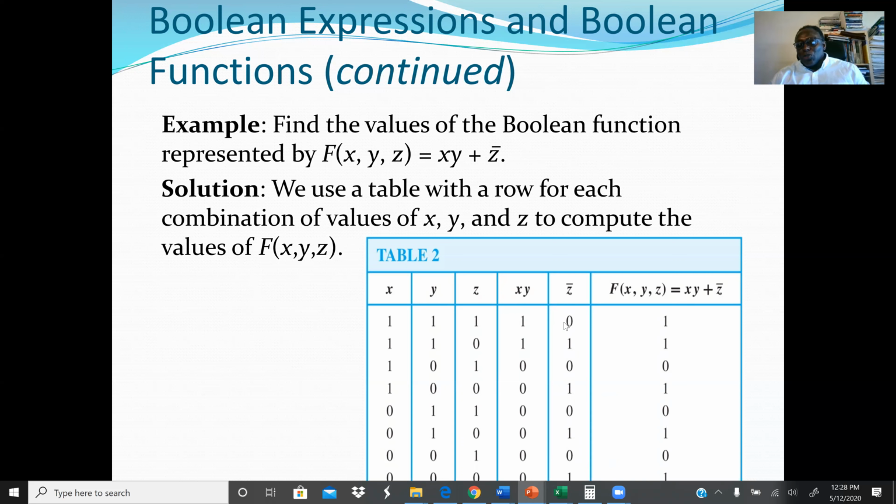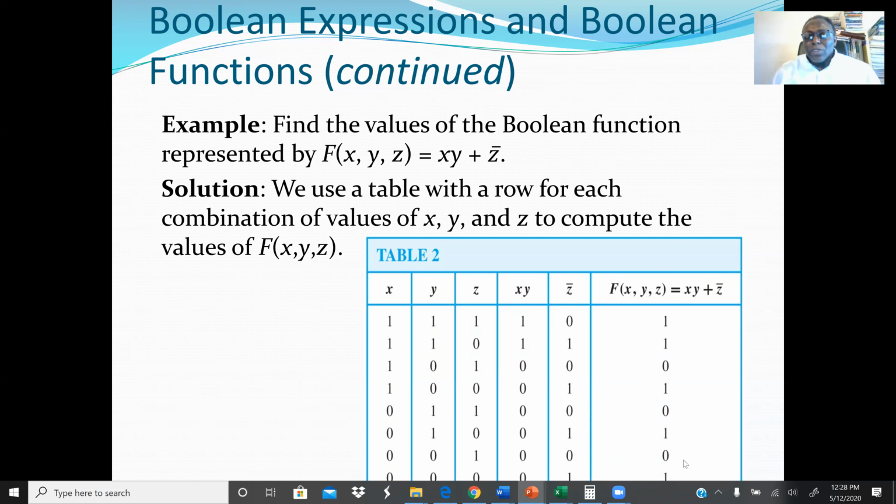So 1 plus 0 is 1. 1 plus 1 is 1. 0 plus 0 is 0. 0 plus 1 is 1. 0 plus 0 is 0. 0 plus 1 is 1. 0 plus 0 is 0. 0 plus 1 is 1. So this will be our truth table.